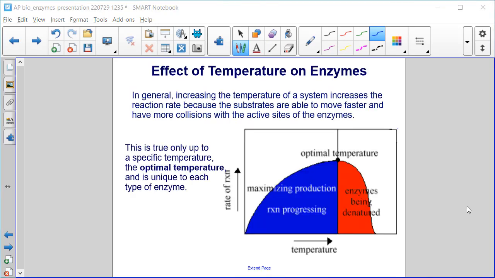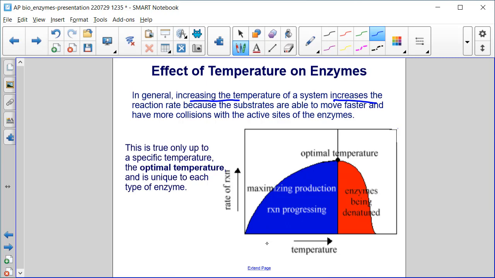Effect of temperature on enzymes. In general, increasing the temperature of a system increases the reaction rate because the substrates are able to move faster and have more collisions with the active sites of the enzymes. This is true only up to a specific temperature, the optimal temperature, and is unique to each type of enzyme.